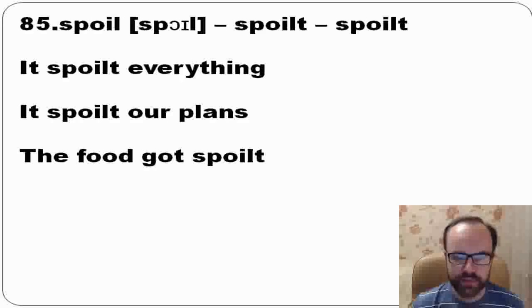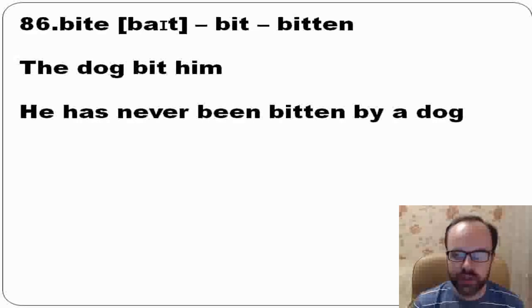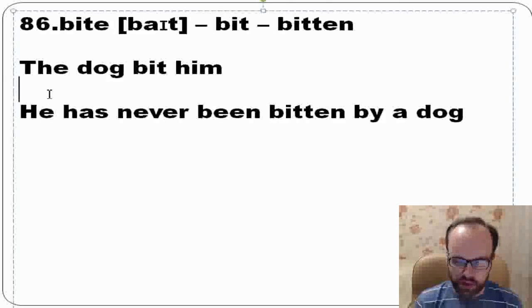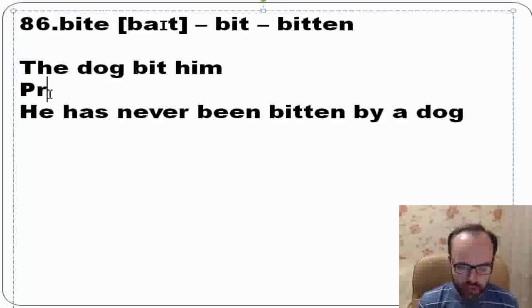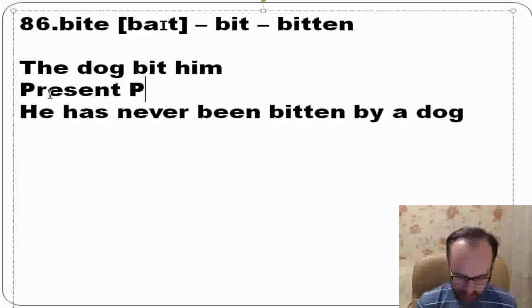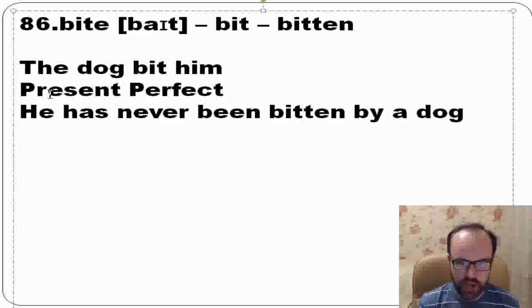Okay, next. Bite, bit, bitten. The dog bit him. Okay, he has never been bitten by a dog. So it's present perfect passive. So it's present perfect, so why is it present perfect? Can you answer this question? I'm sure that you can.